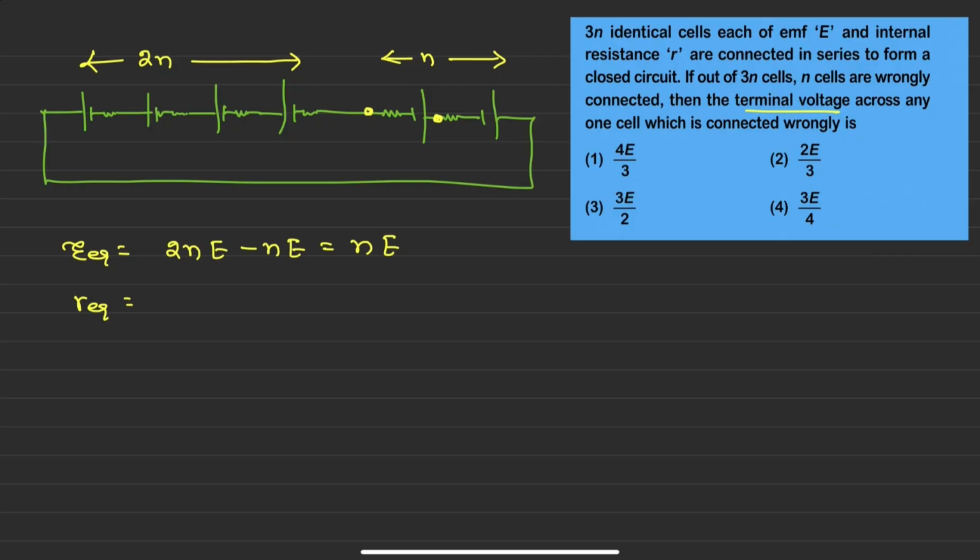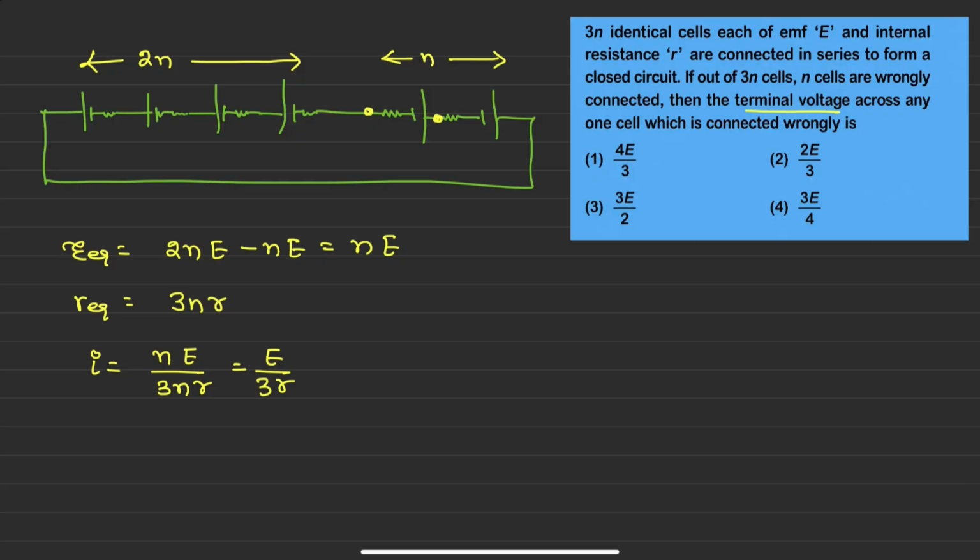R equivalent value will become what? You'll say all of them are in series combination. So R plus R, how many times? 3n times. So it will become 3nR. So we got the value of R equivalent. Once you know these two things, you can get the value of current. It will become equal to total potential difference nE divided by R equivalent, which is 3nR. So n and n get cancelled. The answer will become E divided by 3R.